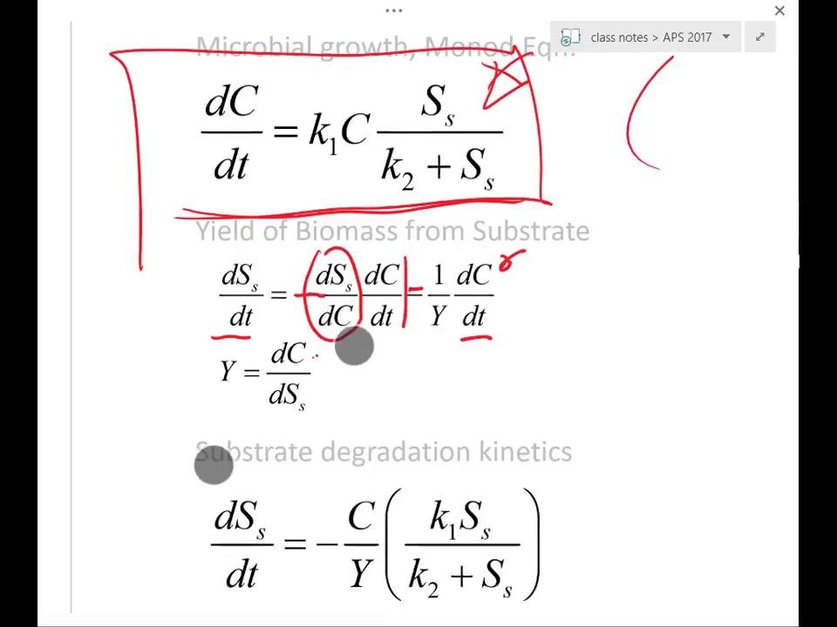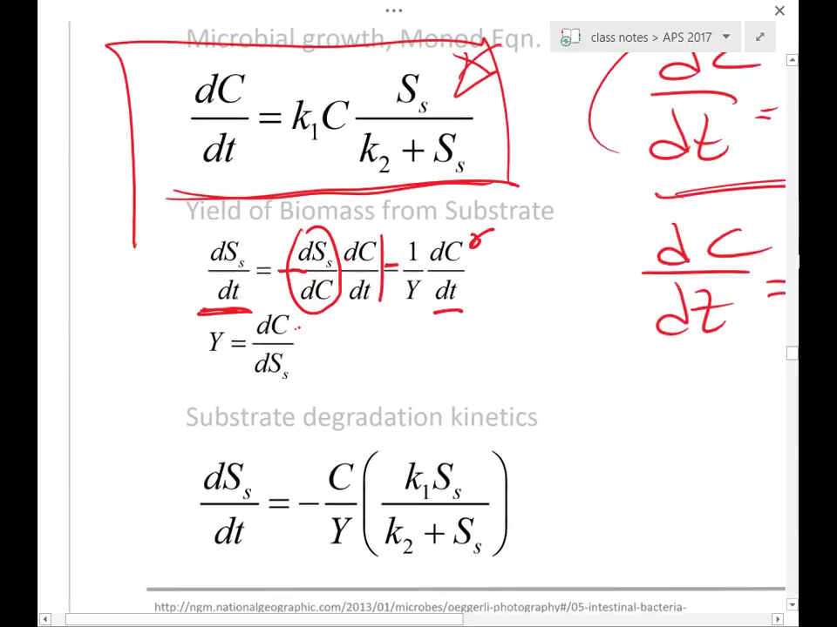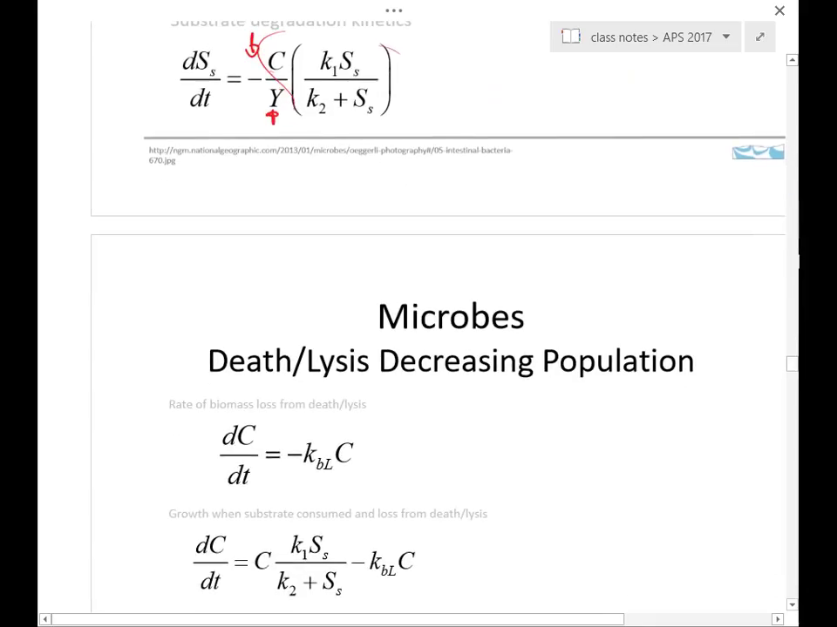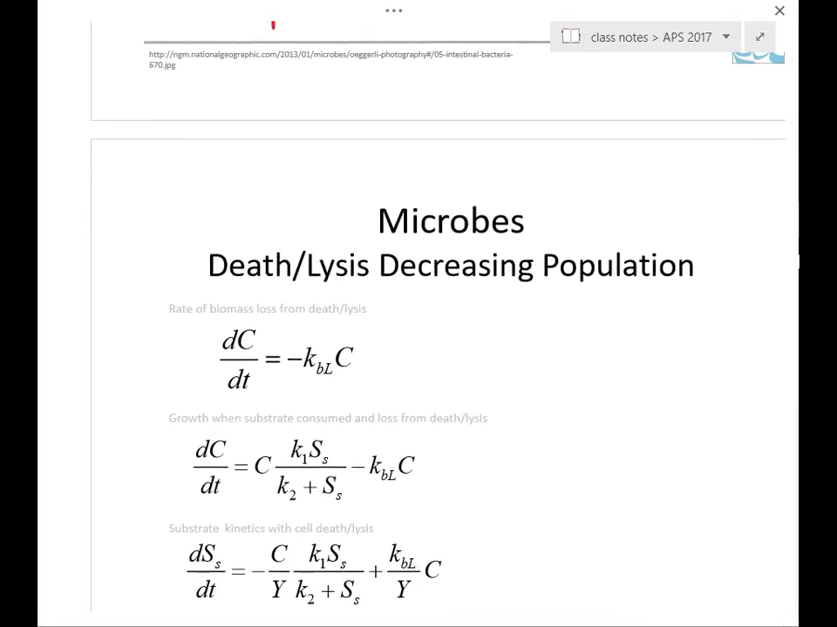Okay, so then what that allows us to do is write the kinetics for the substrate, and it's going to be equal to the substrate goes away when the concentration of the microbes increases, so the sign changes, and we've got this yield term here. But other than that, this stuff here is the same as that. Okay, so we've got these two kinetics expressions that are coupled together for the growth of the microbes and the consumption of this substrate that's going to be important for the growth.